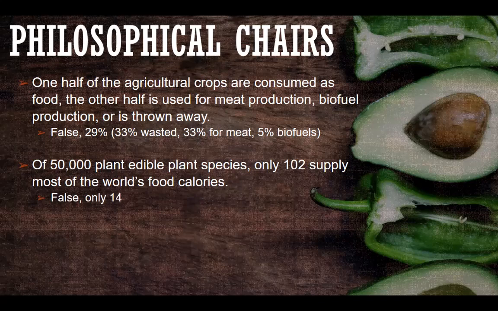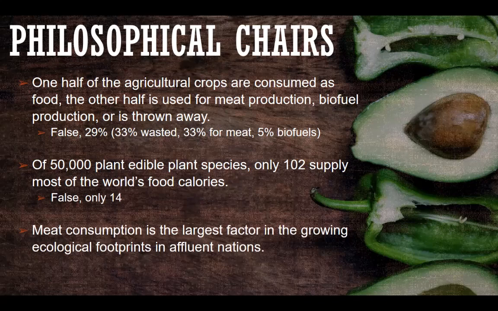And of that, most of that falls into a category of the three big ones: wheat, rice, and corn. Those are our major staple crops. And so 3 out of 50,000 make up the biggest bulk of it, with only about 14 that are in high consumption. All right.